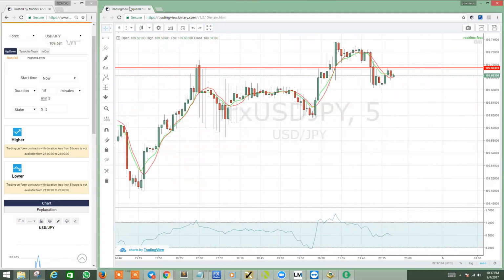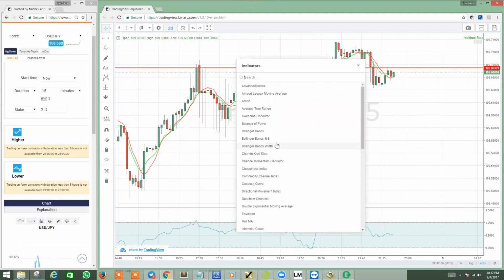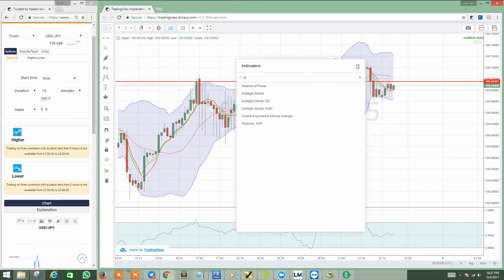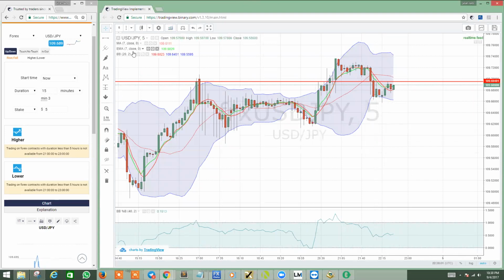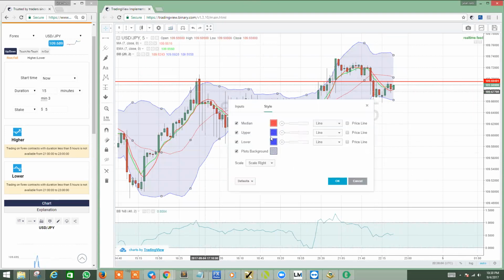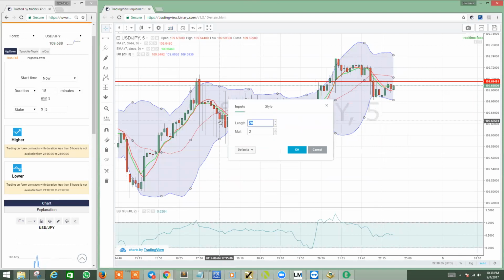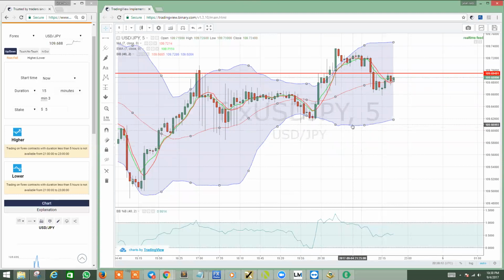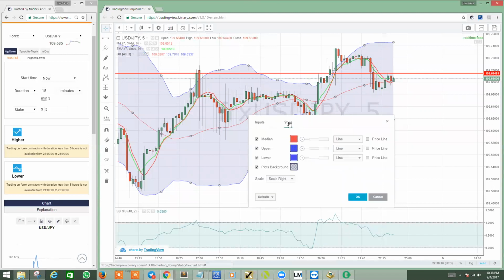The next thing I want to add is my Bollinger Band. So I'll select Bollinger Band, and I'm also going to set it up. You want to go to your Bollinger Band, choose length 40, and leave this at 2. You want to press OK. Normally this is all you need, but I'll go back to it and just change the design. I don't like the look.